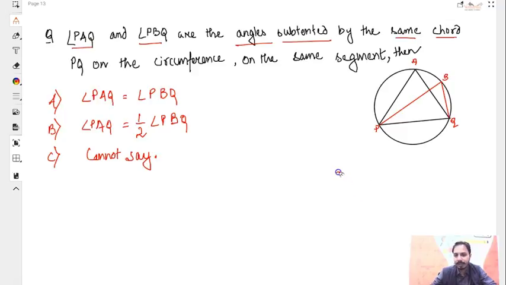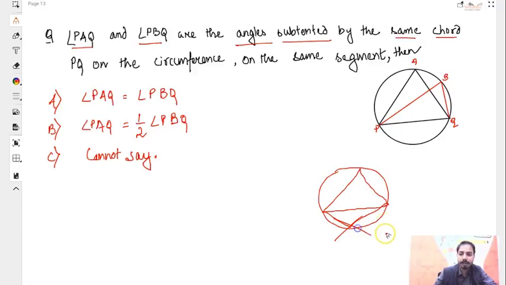That means, see here, try to understand the meaning of this particular line. So I have two segments. Now this chord can subtend the angle at two different segments also, but here they are saying this is not the case. So here this particular chord subtends these two angles at the same segment. So when they do that, what is the relationship between this angle and this angle?